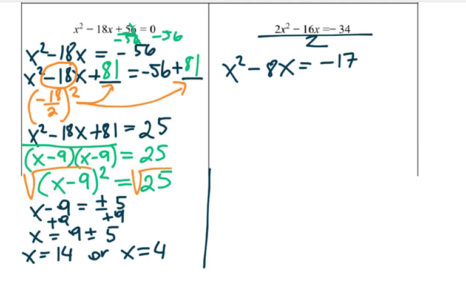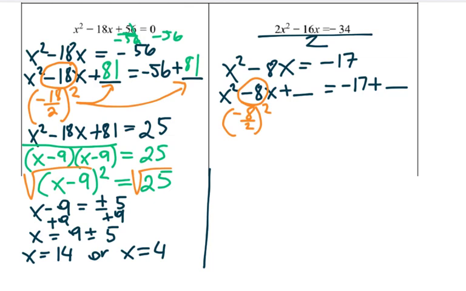And I'm going to proceed again by completing the square. So first, I leave my spaces. Then I'm going to take negative 8, divide it by 2, and square it, which gives me negative 4 squared, which is positive 16. And I have x squared minus 8x plus 16 is equal to negative 1.